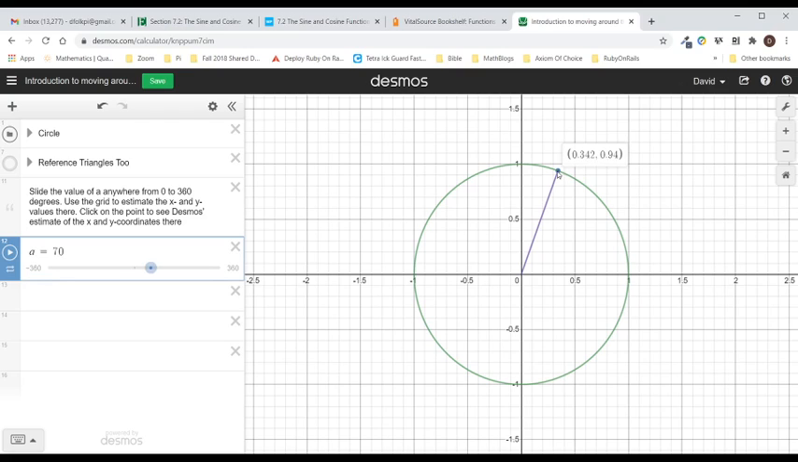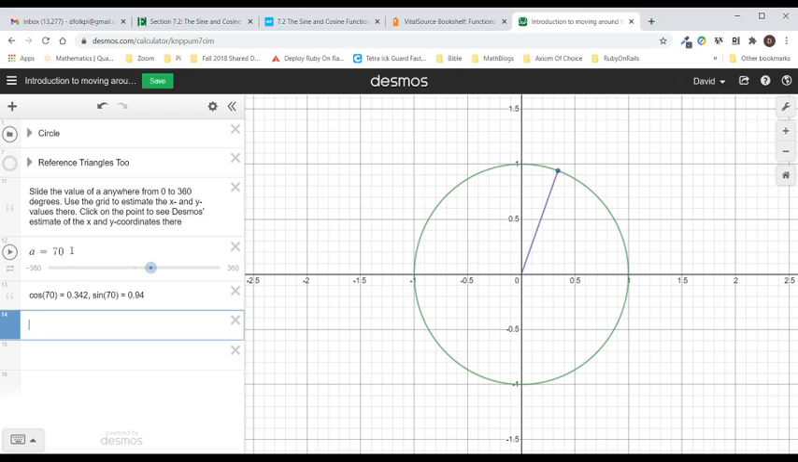I get 0.34294. So here I'm going to add a note. Actually, let me click on the point so I can keep it there. All right, I'm going to add a note right here. What I want to be able to say is that when we went on an angle of 70 degrees, the x coordinate was 0.342. And when we went 70 degrees, the y coordinate, you see I'm not writing y coordinate, I'm just writing sine, equals 0.94. So that's all we did: we went to the right spot, we read off the x coordinate, we read off the y coordinate.